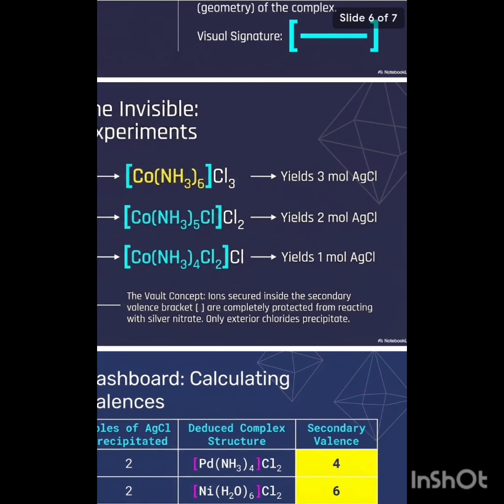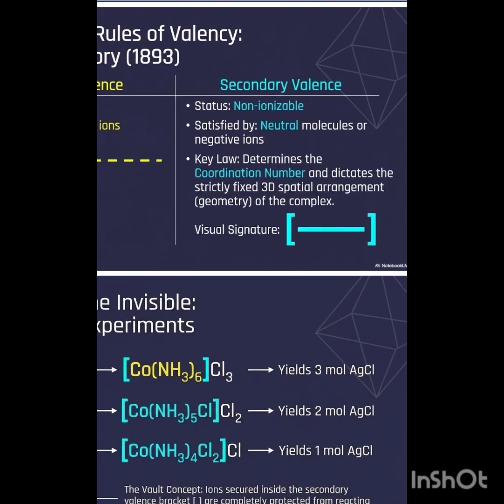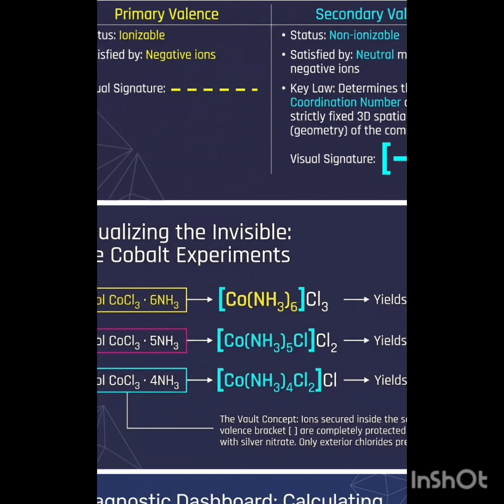So ions present outside the square bracket are ionizable. The square bracket tells us about the coordination sphere. Whatever is present inside the square bracket is called secondary valency. Secondary valencies are non-ionizable, present inside the square bracket, and they count toward the coordination number. In the first case, 6 ammonias are present inside the square bracket along with the cobalt, so the coordination number of cobalt is 6.